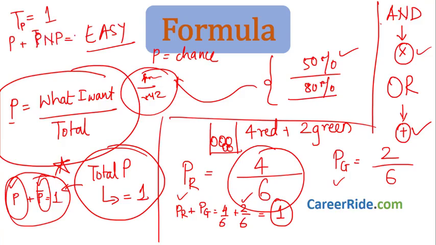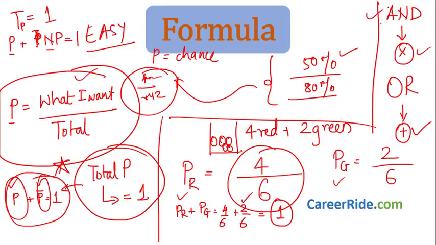Probability of not happening is nothing but 1 minus the probability, right? Probability plus no probability is 1. You will see how to use this in the sums which are going to come ahead. But just remember, probability is what I want divided by total.